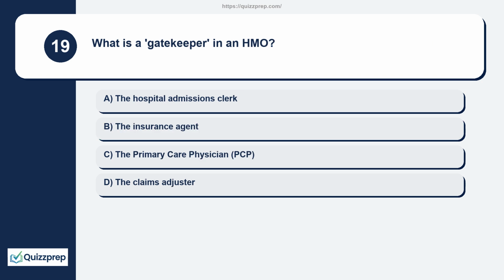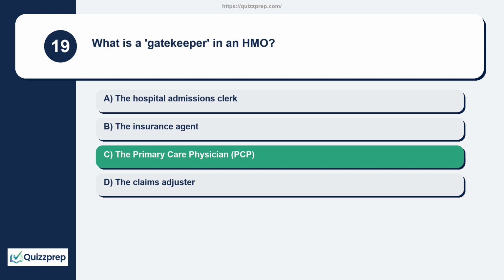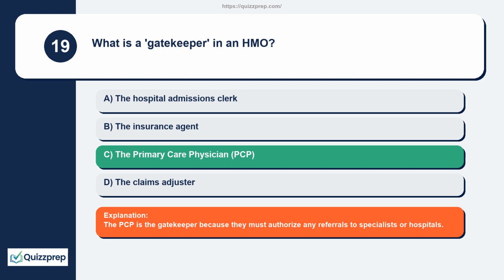Question 19. What is a gatekeeper in an HMO? The hospital admissions clerk, the insurance agent, the primary care physician, PCP, the claims adjuster. The PCP is the gatekeeper because they must authorize any referrals to specialists or hospitals.